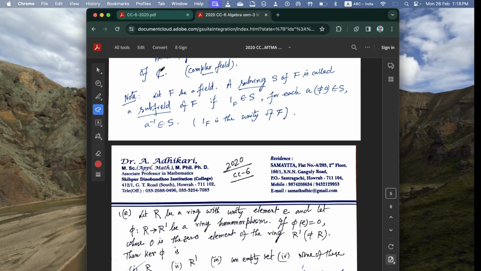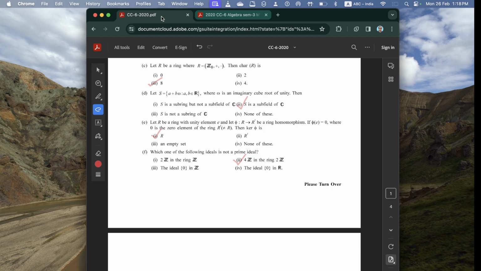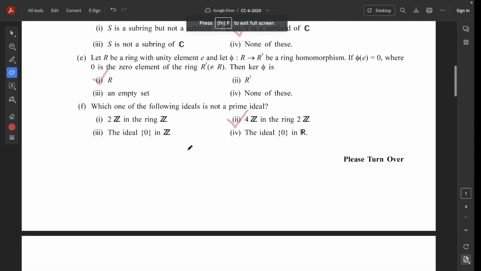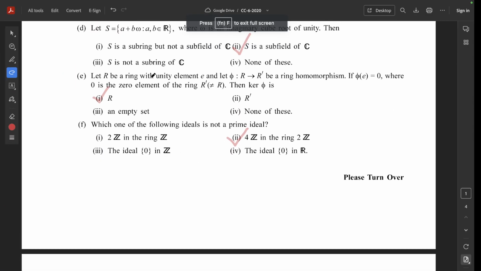Next question, 1E. Let R be a ring with unity element E, and let phi map R to R dash be a ring homomorphism. If phi E is not equal to 0, where 0 is the zero element of the ring R dash, and R dash is not equal to R, then kernel phi equals, the correct option 1, that is the ring R.